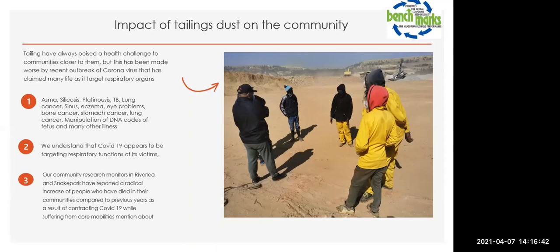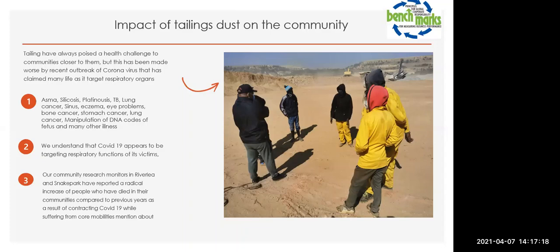Little children playing in Rivoli, and you stop and you look at their skin, you will start seeing the patches that look like 50-cent coins on their skin, which indicate the eczema. They have eye problems, bone cancer is very common, stomach cancer, lung cancer. We have manipulation of DNA codes for fetus. We have a lot of children who are born with cerebral palsy. We have a lot of children who are deformed. We have a lot of people who are living on a respiratory machine in Rivoli. And these are people that we know by name.